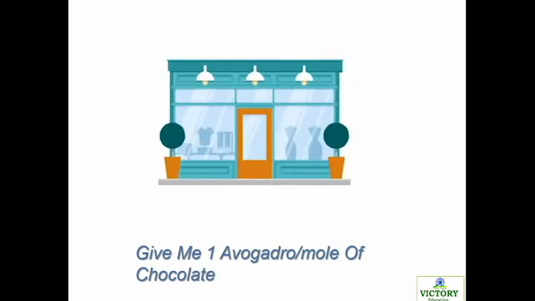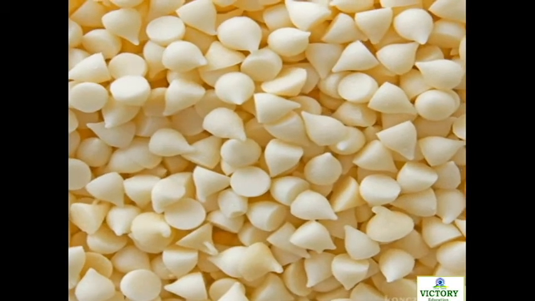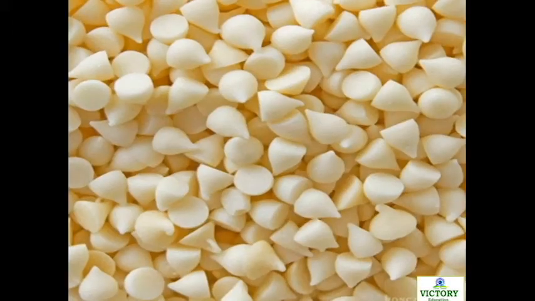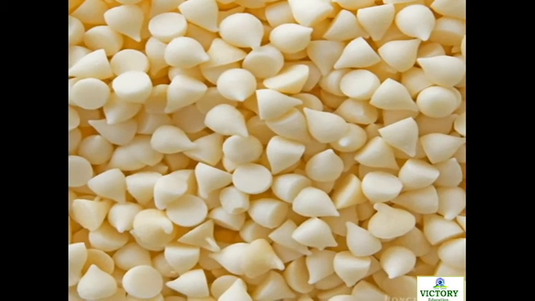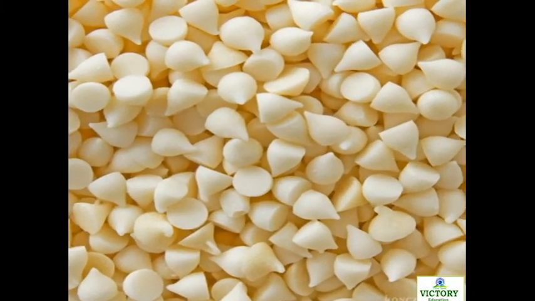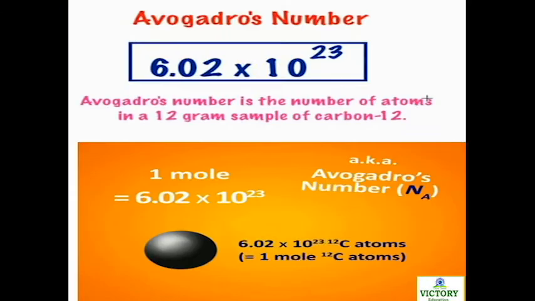Well, you can do that, but you're going to get a really huge amount of chocolates, because Avogadro's real number is 602200000000000 and it goes on. So it's 6.02 times 10 to the power of 23. You would have a huge number of chocolates, which I don't think any shopkeeper can afford, and you can't just carry them in a carry bag.